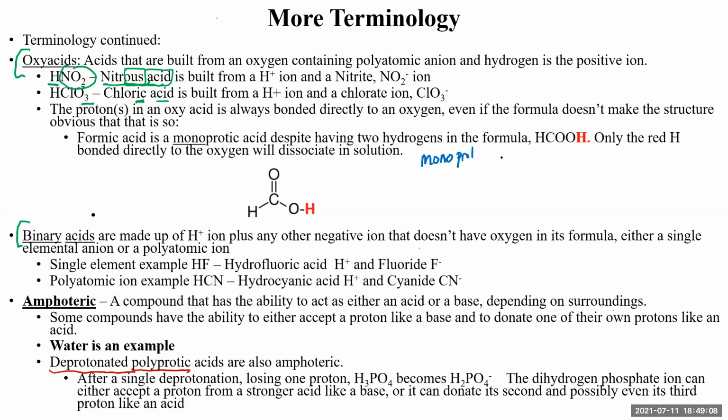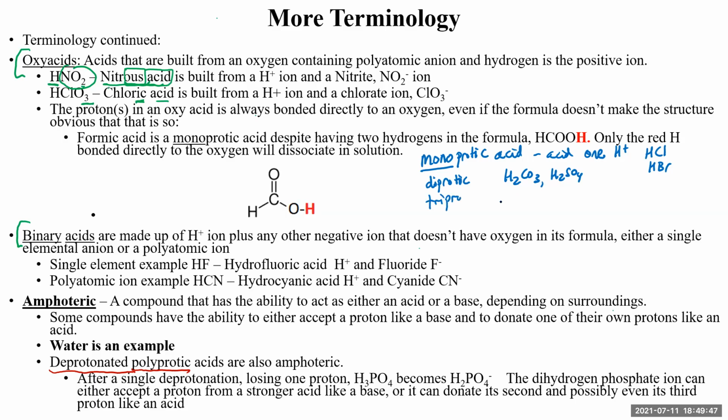Monoprotic acid. Mono means one, right? Protic means proton. It's an adjective. So when I say a monoprotic acid, it's an acid that only contains one hydrogen ion in its formula. For example, HCl, HBr, etc. A diprotic acid has two hydrogens, H2CO3, H2SO4. These are examples of diprotic acid.